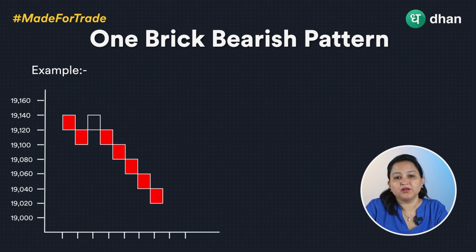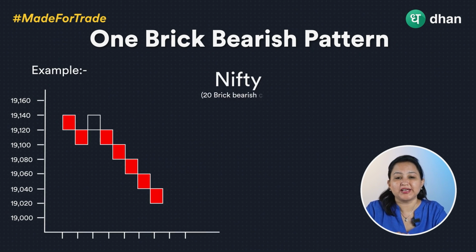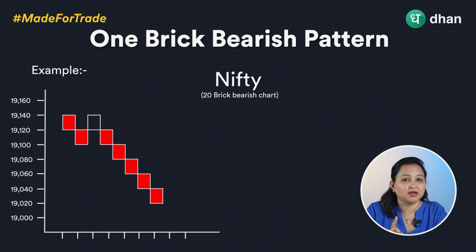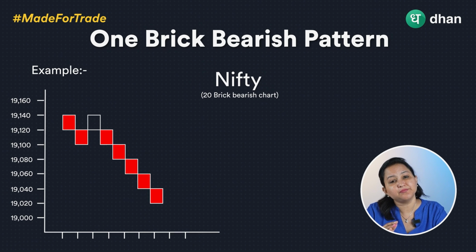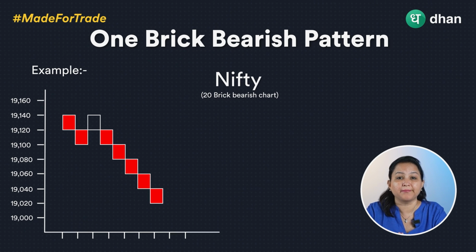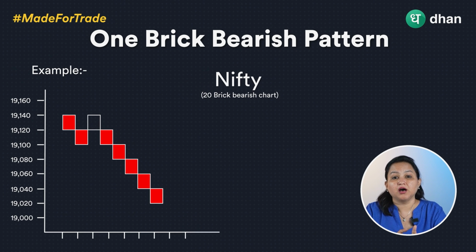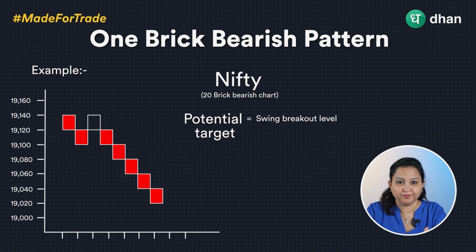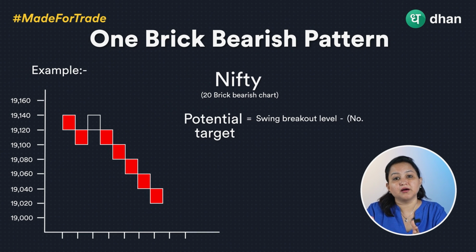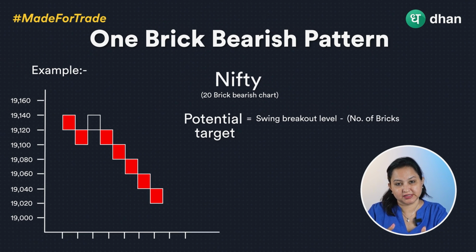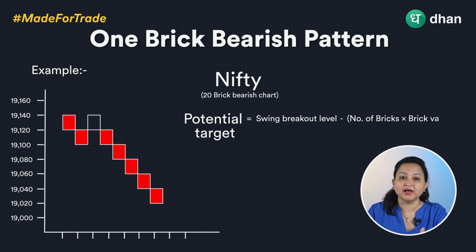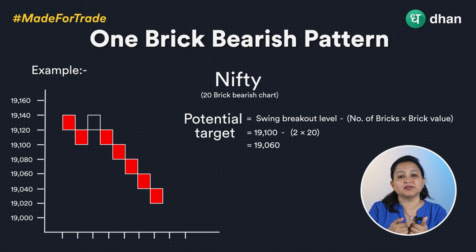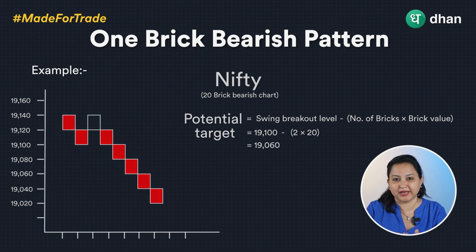So here's one example of Nifty. This is a Nifty 20 brick chart. We have a bearish swing followed by just one brick bullish pullback, and then a breakdown below the swing. So a one brick bearish pattern activates. How to find the target? The swing breakdown level is what we know. Subtract the number of bricks from the previous swing, multiplied by the brick size, and derive our targets for the breakdown, or the target for the one back bearish breakdown.